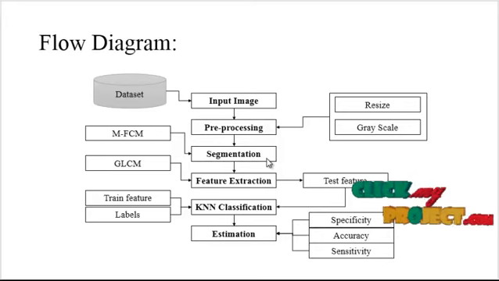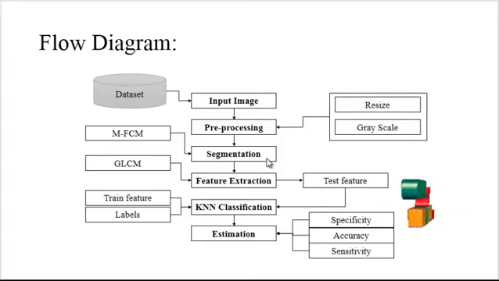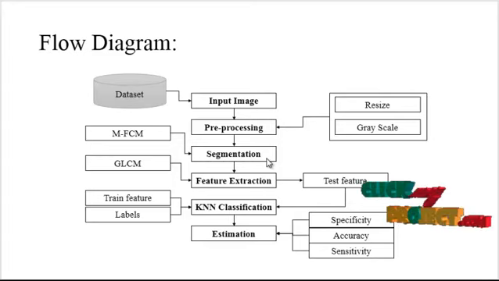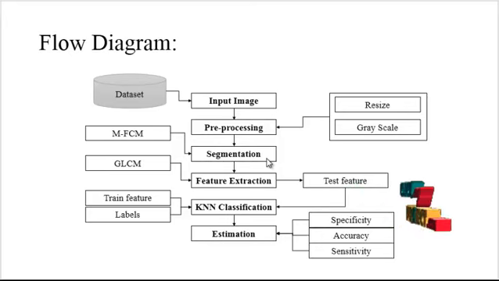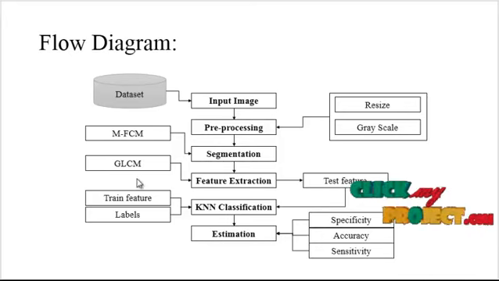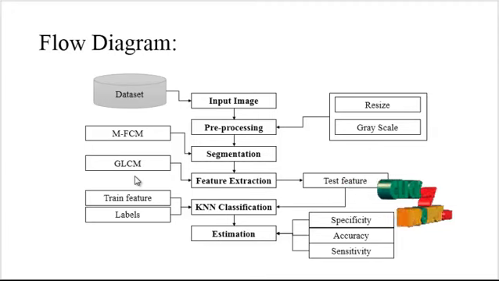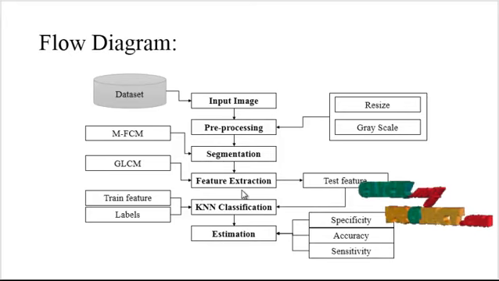Hence the GLCM is applied to extract the features. Before that, the segmentation will be carried out by using the clustering methodology. Hence the fuzzy C-means will extract the exact region of interest, that is the tumor region. After extracting the tumor region from the image, the GLCM is applied to extract the corresponding features from the image. GLCM is abbreviated as gray level co-occurrence matrix. After extracting the GLCM features, the textures and patterns will be extracted from the image. Those textures and patterns will be the test feature.